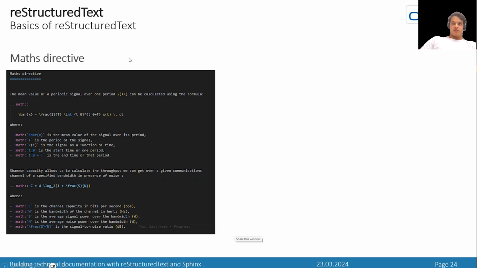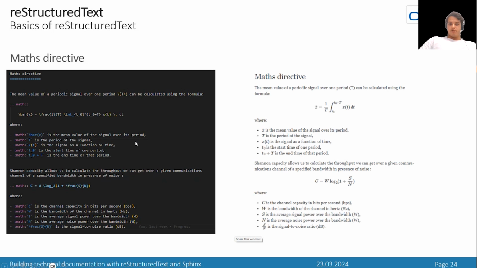In reStructuredText, we can also do math. In the following example, I'm showing formulas for the mean value of a periodic signal, as well as the Shannon capacity formula. I simply write the equations using the math directive, and I can also describe the parameters in the equation using the same directive below. And we are getting the following result. You can see that it's properly displayed with the integral signs and the limits.